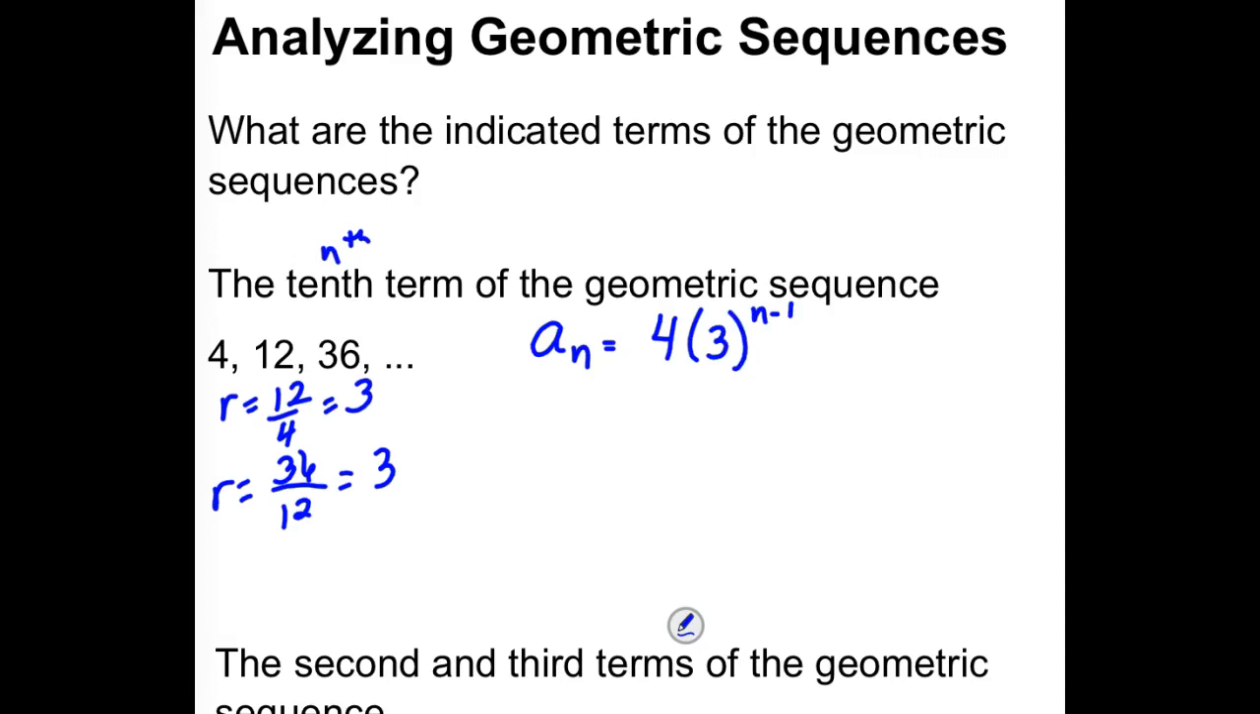Well, they are specifically saying find the 10th term. So we are asked to find a sub 10. That means we have to plug a 10 in for n, which means my power is going to be 9. All right, so grab your calculators. What is 4 times 3 to the 9th power?